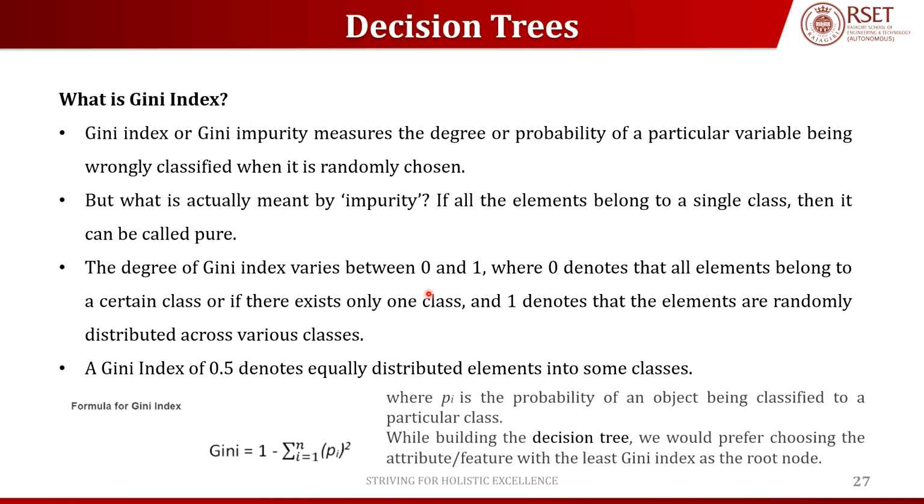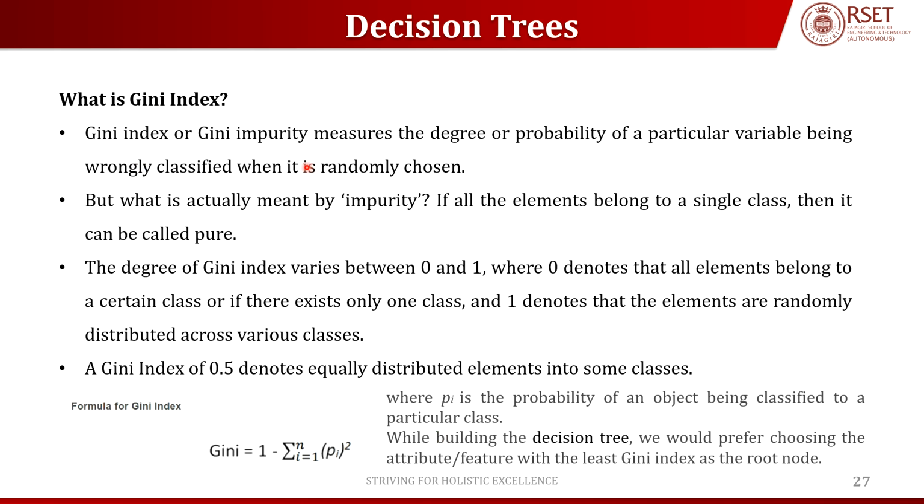A Gini index of 0 means the dataset is perfectly pure and all items belong to a single class. A Gini index of 1 means the items are randomly distributed across various classes, or perfectly impure. A Gini index of 0.5 indicates an equal distribution of elements across the classes, such as a 50 by 50 split. So here is the formula: 1 minus the sum from i equals 1 to n of pi squared. Here pi is the probability of an item belonging to a particular class. When building a decision tree, the goal is to choose the split that results in the least Gini index in the resulting child nodes.